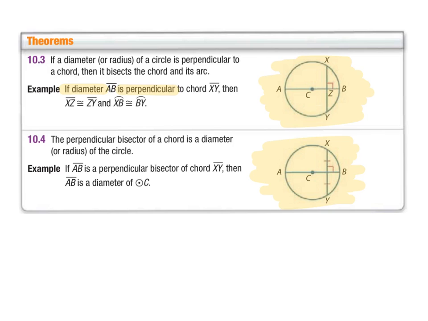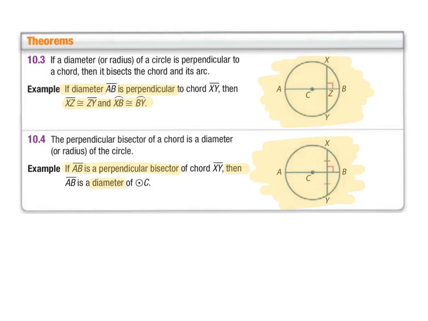So if a diameter is perpendicular, then it's a bisector. The other theorem is saying if you know that something is a perpendicular bisector, then it's automatically going to be a diameter or a radius of the circle.